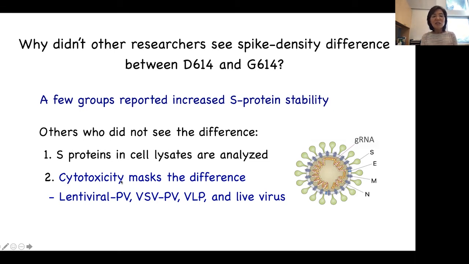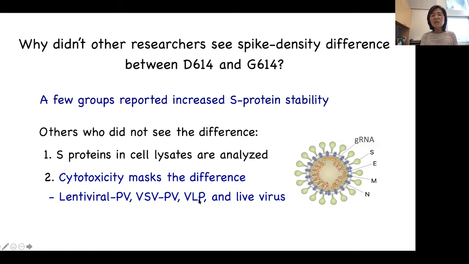This cytotoxicity is so deeply associated with all this PV system and live viruses. Lentiviral PV, VSV PV, they are very, very toxic. If you use this system, you would know. By the time you harvest, maybe 48 hours, VSV PV transfected cells are all dead and lentivirus are half dead. Live virus, not to mention, kills cells like crazy. VLP, the same. Why VLP? The most toxic protein to make VLP is M protein.